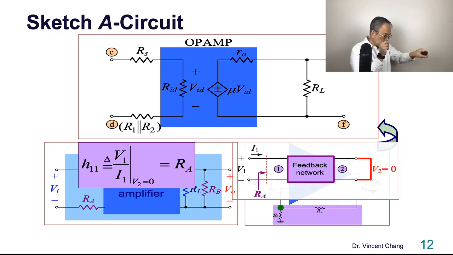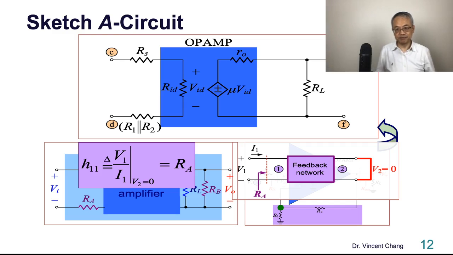When you short circuit the output of the feedback, the right hand side of the R2 is grounded. So what's the resistance between the green node and the ground? The parallel combination of R1 and R2, right? You get it? That's RA.